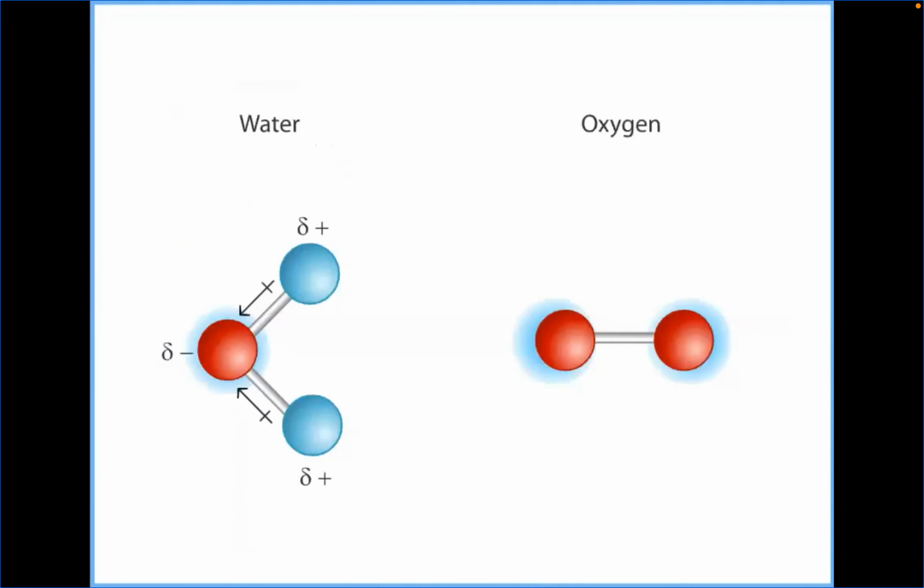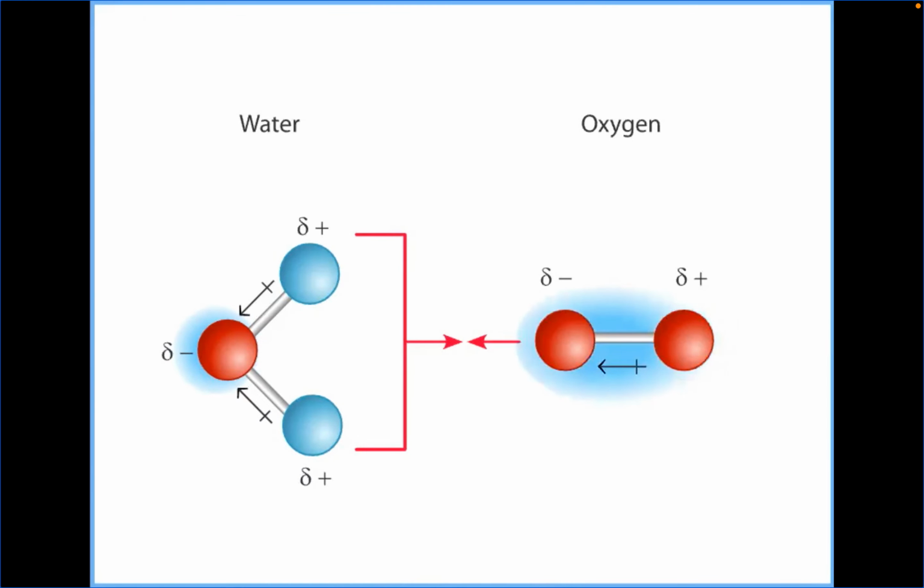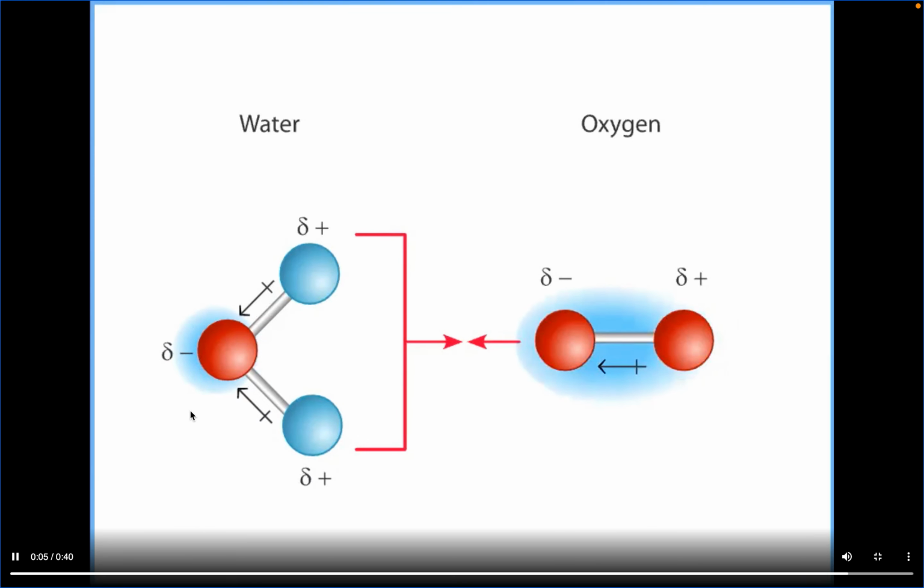The positive pole of a water molecule causes a temporary change in the electron distribution of an oxygen molecule. The oxygen molecule now has a dipole, with the negative portion of the oxygen dipole facing the positive pole of the water molecule. Dipole-dipole interactions allow the nonpolar oxygen molecule to be weakly attracted to the polar water molecule and remain in solution.